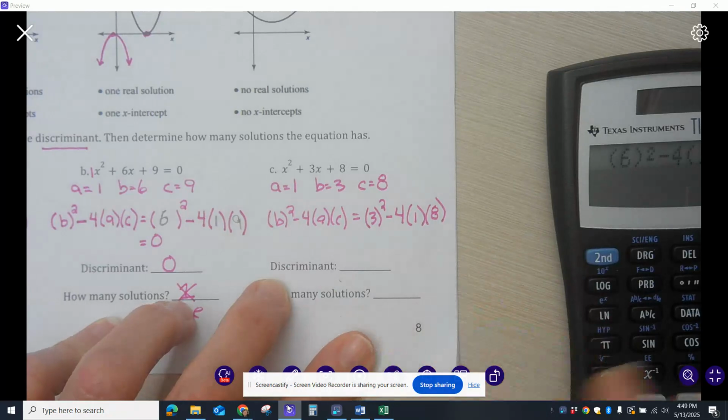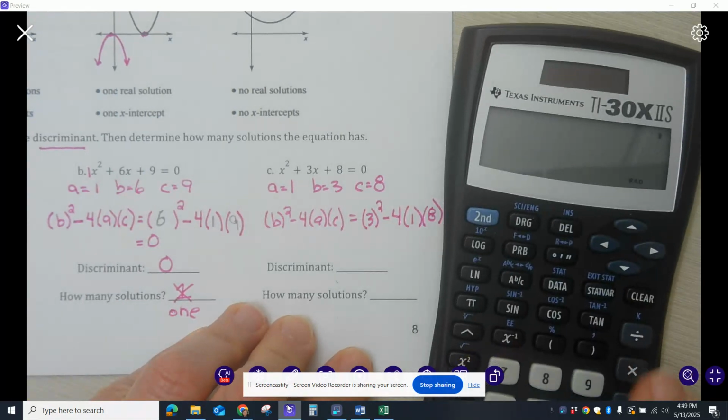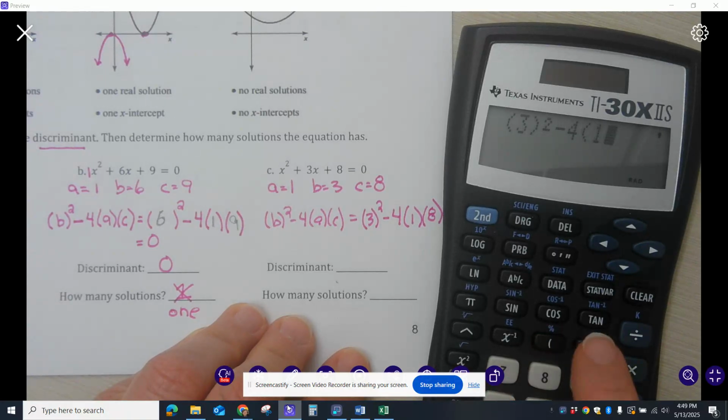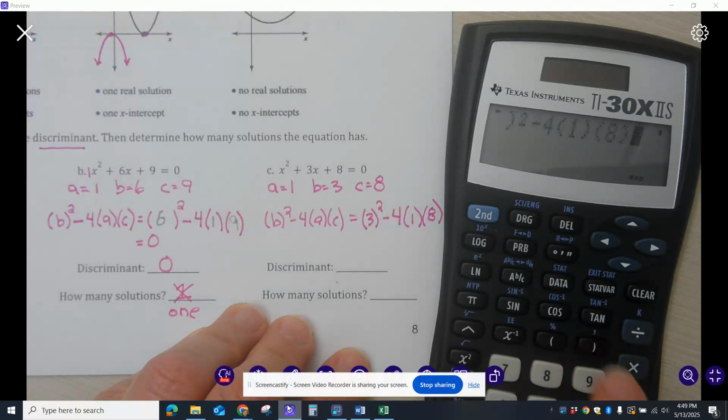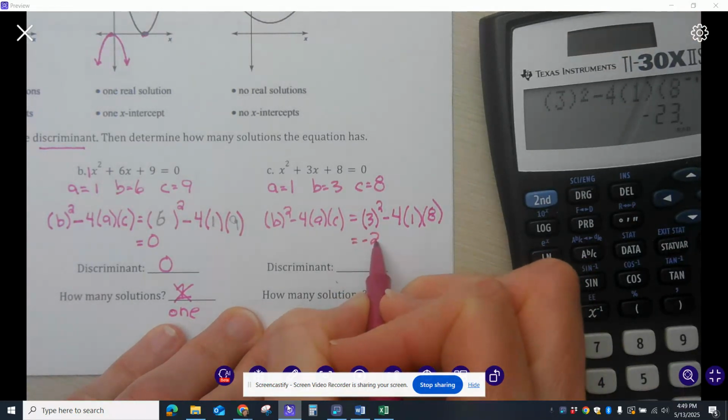I didn't change colors this time because I feel like you're probably getting better at this. And remember, in videos, if it's going too fast, just hit pause and catch up or rewind. I'm typing everything in here. Hopefully you are also. And I got a negative 23.